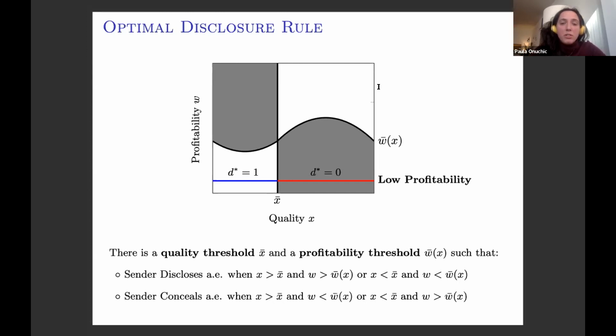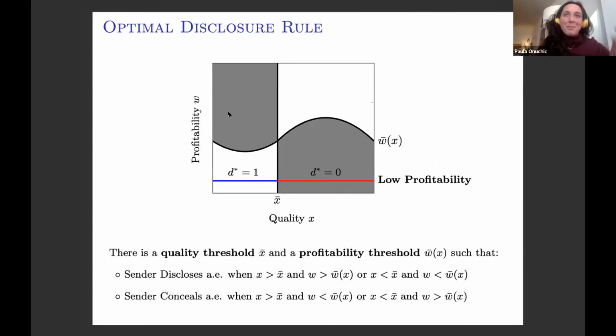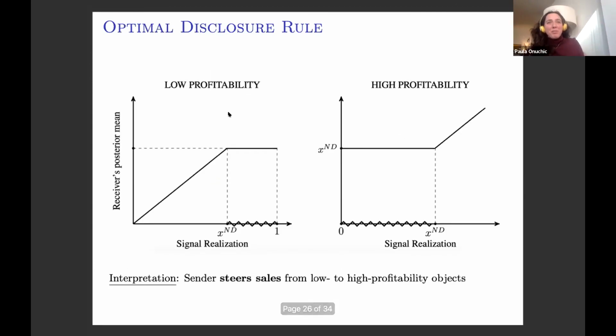But I just wanted to show you another picture. Another way to look at this is by plotting the posterior mean that is induced on the receiver for each possible signal realization. On the y-axis is the receiver posterior mean, and on the x-axis is the signal realization. On the left, I have the case of the low profitability object, so you should think about a very low profitability object. And on the right side, I have the very high profitability object.